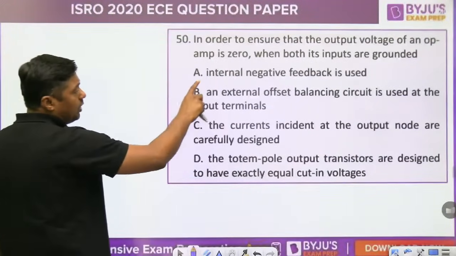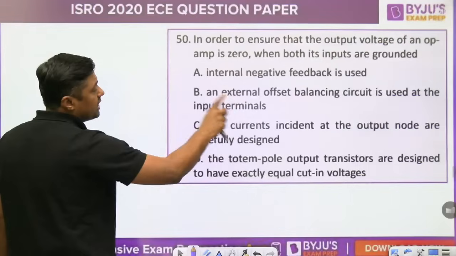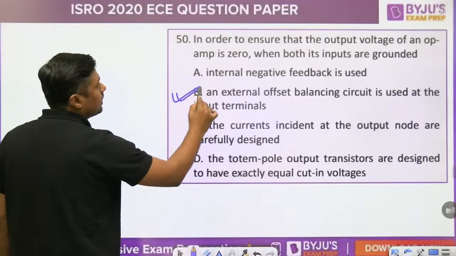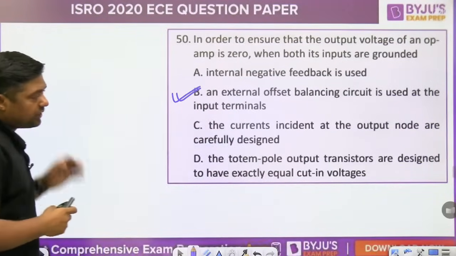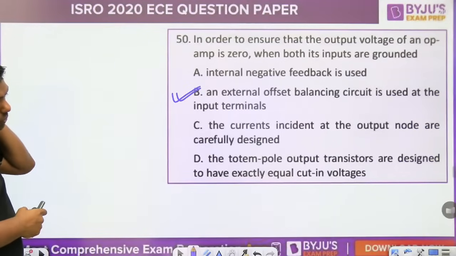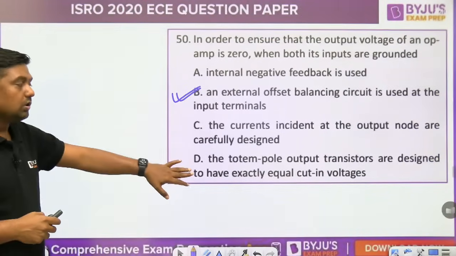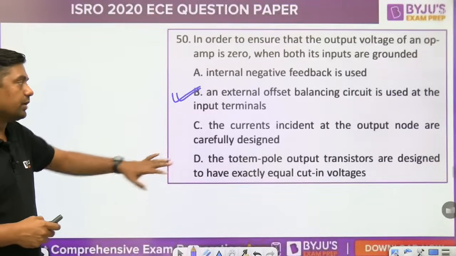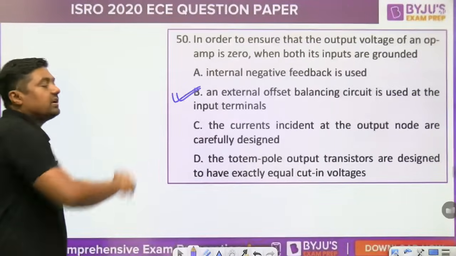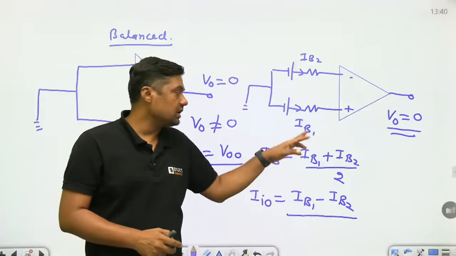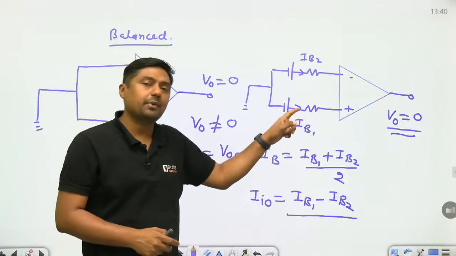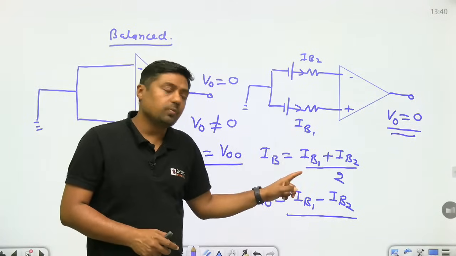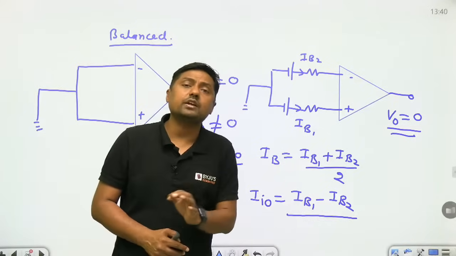An external offset balancing circuit is used at the input terminal. Internal negative feedback, we are not applying. The current incident at the output nodes are carefully designed? No. Totem pole output resistors are designed to have exactly equal cut-in voltage? Not relevant. This is relevant: with the help of an external circuit, we are passing two separate currents. Average is called input bias current. Difference is called input offset current.